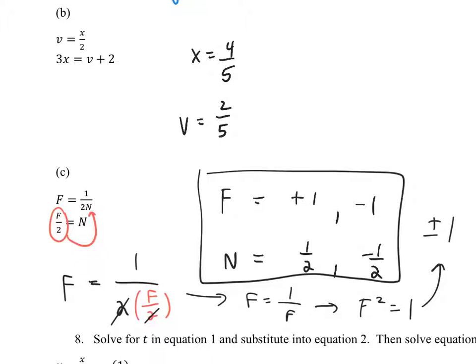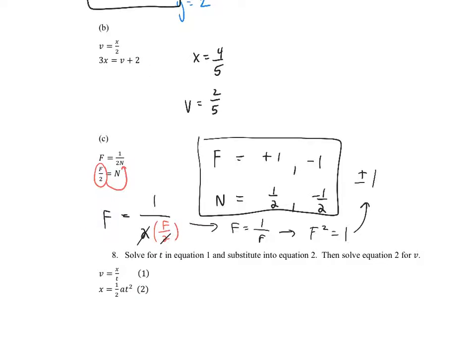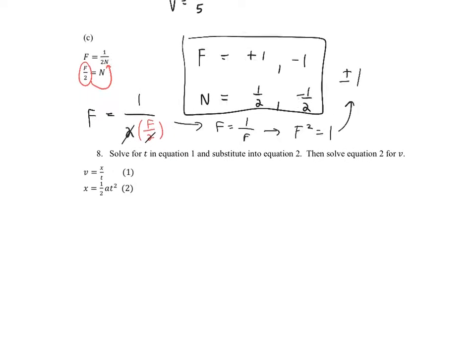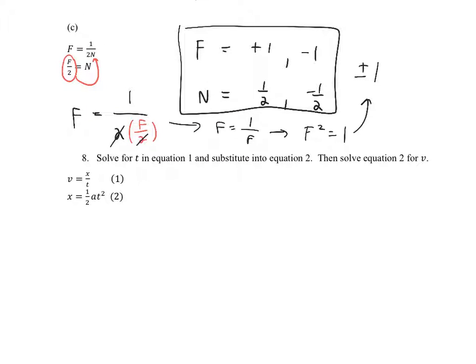Number 8 was only confusing because you're not getting an answer as a number here. You notice for number 8, your answer is not a numerical final answer. It is an algebraic answer. So it says, solve for t in equation 1. What do you get when you solve for t in equation 1? Regina? X over v. T equals x over v. I agree. And then substitute that into equation 2.